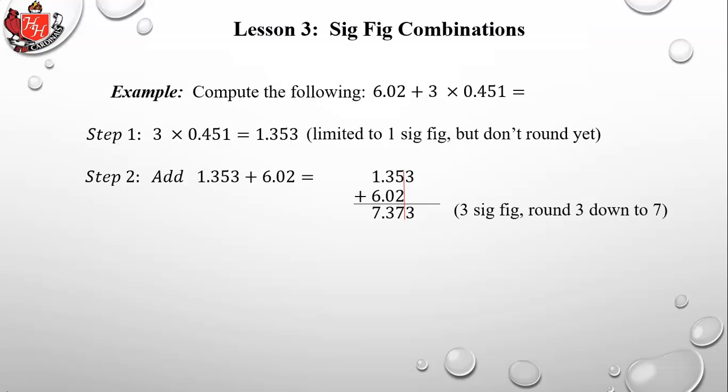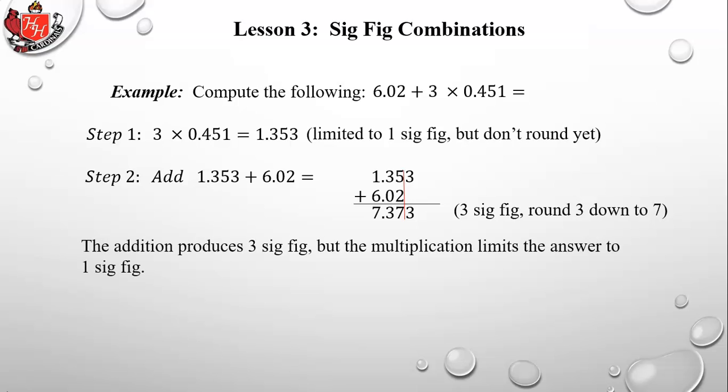And you can come up with, for the addition, 3 significant figures: 7.37, and then the 3 would be a rounding digit, so it would be 7.37. The addition produces 3 sig fig, but the multiplication limits the answer to 1 sig fig. So you just have to keep track of your sig figs all the way through these, even though you're not going to actually do the cutting down until the very end of the problem. So that means the final answer is simply 7. It can't have more than one significant figure. 7 is the final answer.